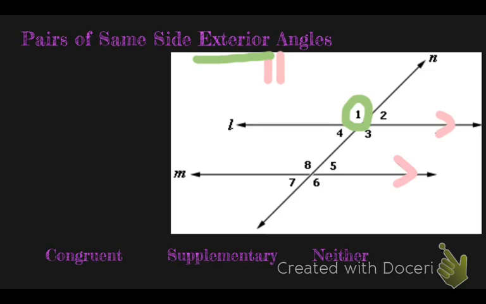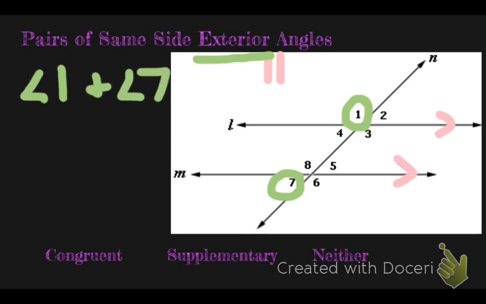Same side means that the pair that it matches up with has to be on the same side of the transversal as angle 1. So that would be angle 7 because that's the only other angle that is on the same side of the transversal as 1 but on the outside of the other parallel line. So I'm going to indicate angle 1 and angle 7 are one of our same-side exterior angle pairs.